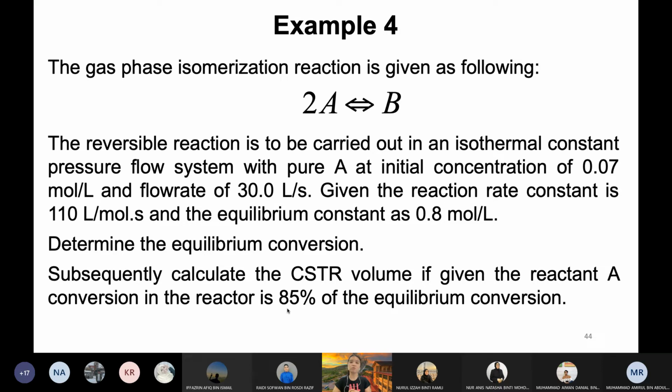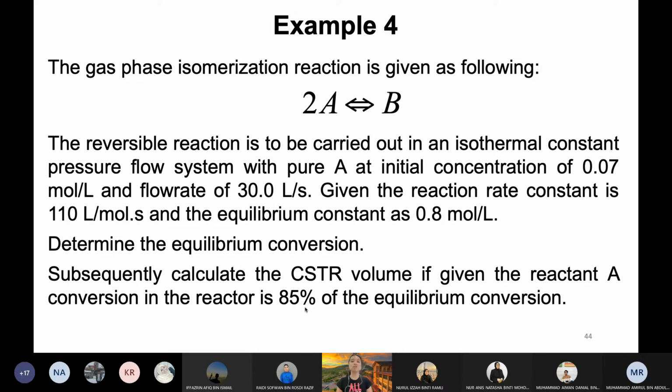But they say the conversion in the reactor is 85% of the equilibrium conversion. As I told you just now, we rarely target a conversion in our reactor equal to the equilibrium conversion. We will always target a conversion lower than the equilibrium conversion. It is logical, because at equilibrium conversion the reaction is already balanced, but our target is that we still want product. So in order to get the product, we run our targeted conversion below the equilibrium conversion, and in this case it is 85% of your equilibrium conversion.